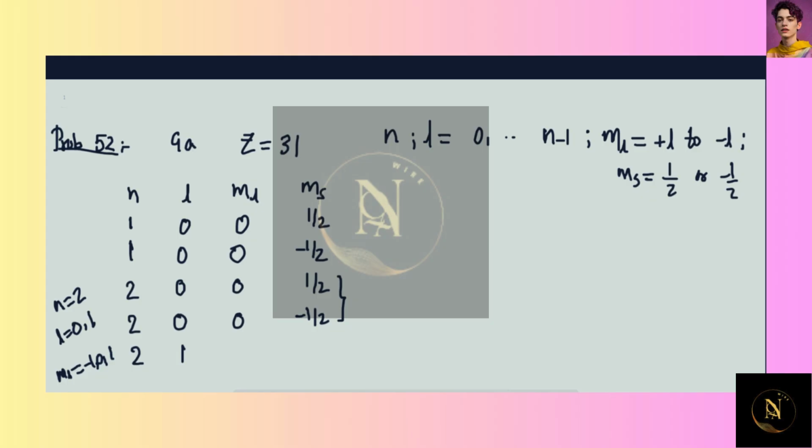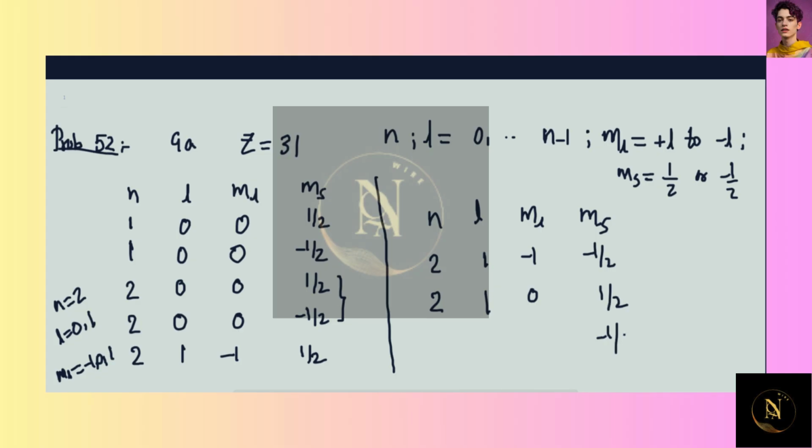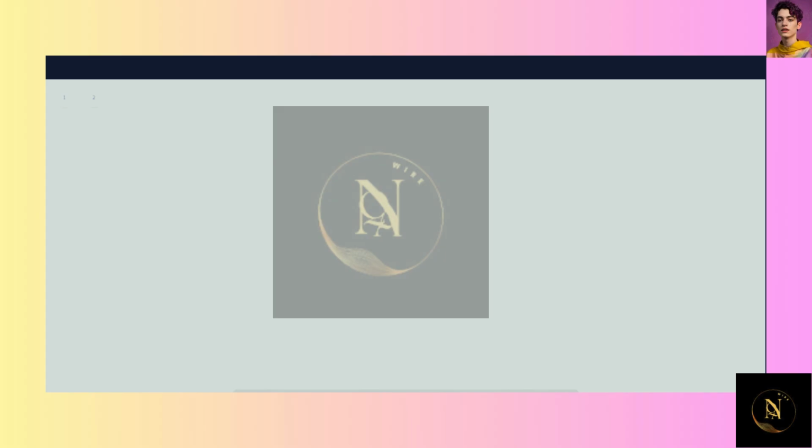Let's first write down for ml minus 1. We have n, l, ml, ms: minus 1 with spin minus 1 half for the electron. When l is 1 and ml is 0, we have plus 1 half and minus 1 half for the electrons. Let's move on to the next slide.